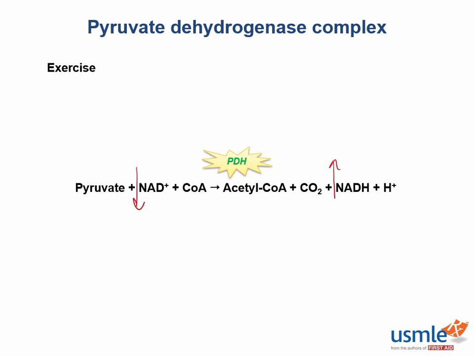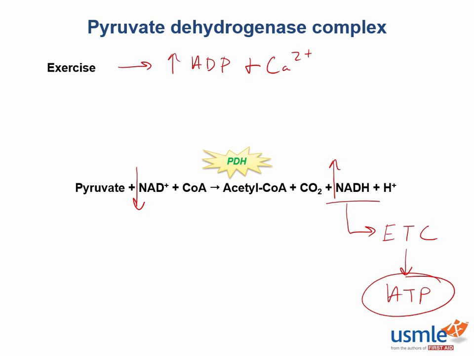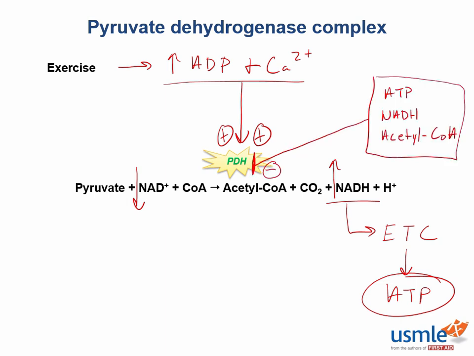Now, all of this NADH will go to the mitochondria to act as an electron carrier to help make ATP using oxidative phosphorylation. Now, also during exercise, ADP as well as calcium will increase. And these are going to also activate the pyruvate dehydrogenase complex, as you can see here. And with all that, what do you think inhibits the pyruvate dehydrogenase complex? There you go, ATP, NADH, as well as acetyl-CoA. And this all makes sense, since they're produced downstream from this enzyme.